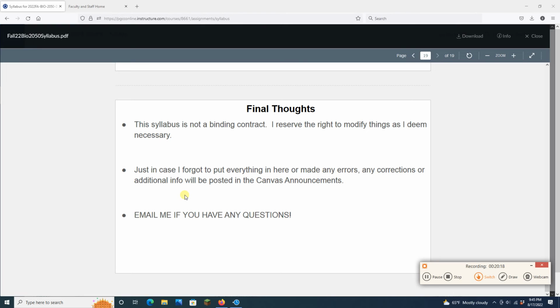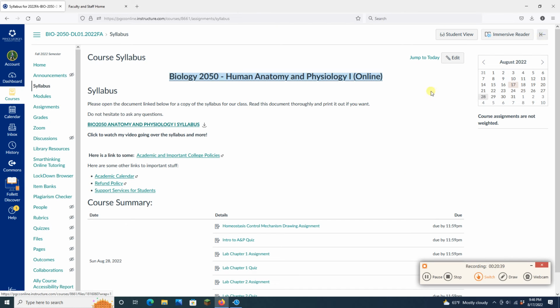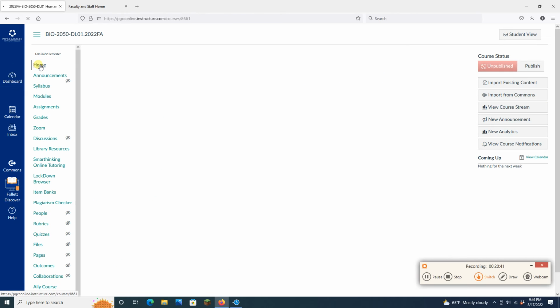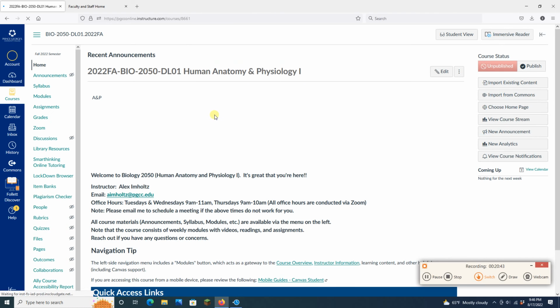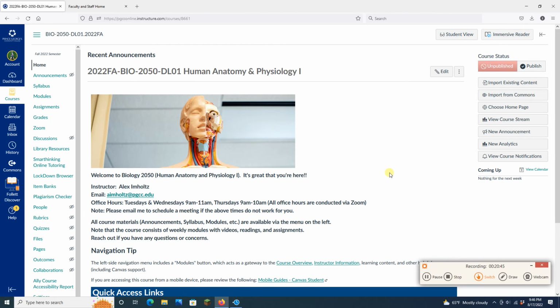Okay, what I want to do now, we're done with this. We're done with this syllabus. I want to kind of go over the basic setup in Canvas for a couple minutes. All right, so let's close out this syllabus, and I'm going to go back to the home page here. So here's the home page for the course, and again, you can shoot me an email right there.